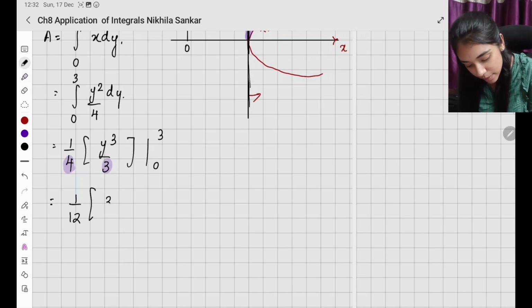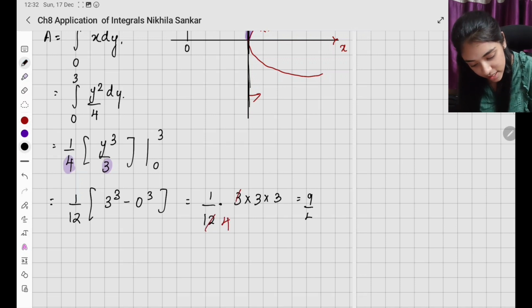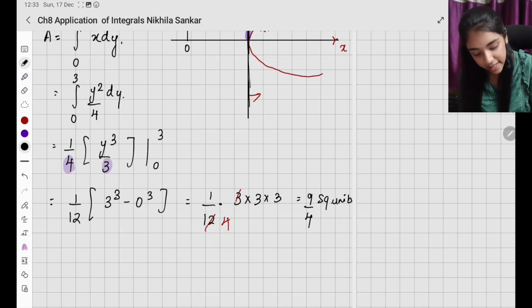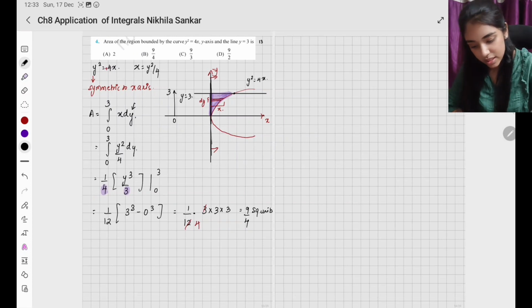When I apply the limits, I have 3 cube minus 0 cube. So this is going to be 1 by 12 times 3 times 3 times 3. So 3 fours are 12. So I'll be left with 9 divided by 4 square units. So this is the area. Okay, please copy. So it is going to be option B.